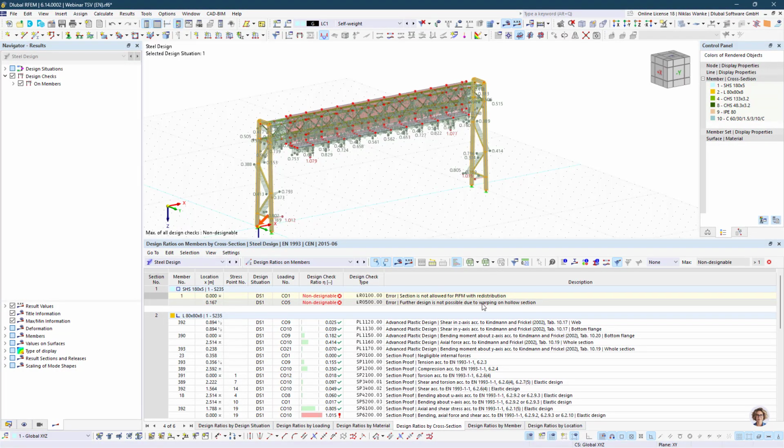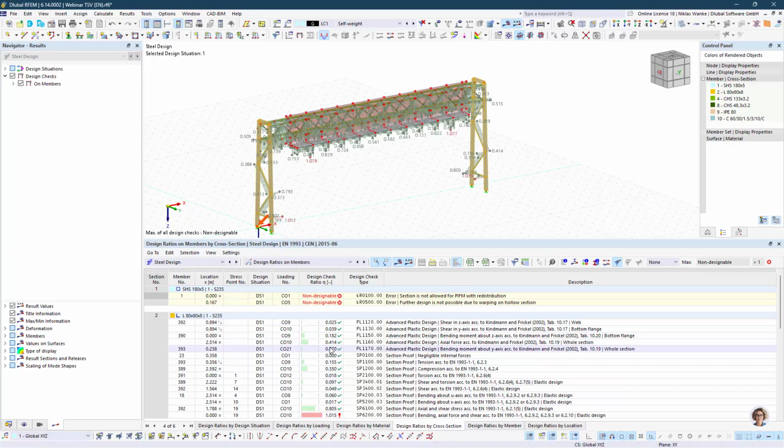Of course, this limit value has a reason and it should not in every case be increased without thinking about it. But in this case, I can say, okay, I have the square hollow section, and I will assume that it is warping free, because of the cross-section geometry.